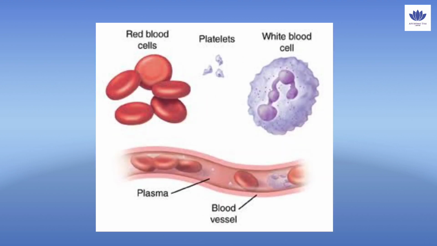Now the blood. So blood is a fluid made of plasma, and plasma is 90% water. There are three types of blood cells: erythrocytes or red blood cells, leukocytes or white blood cells, and thrombocytes or platelets.